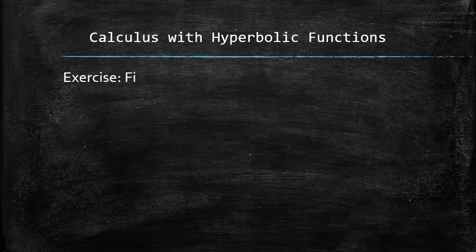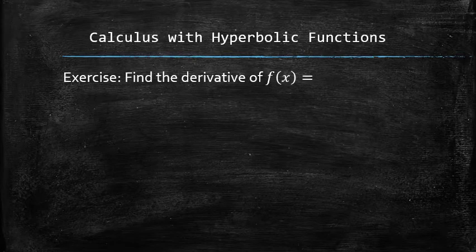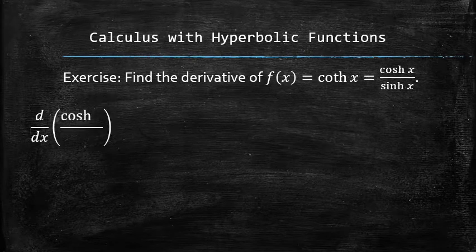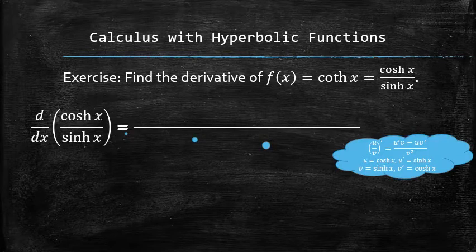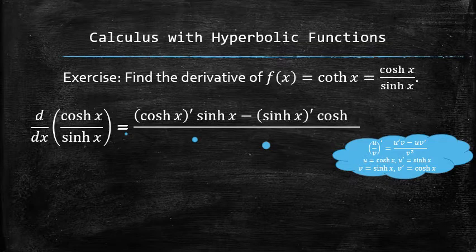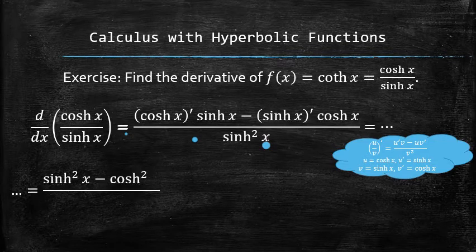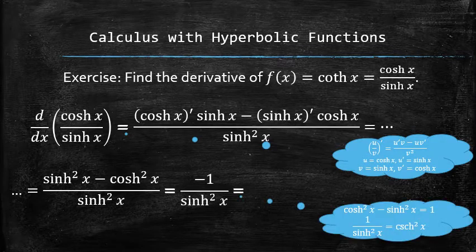We similarly can find the derivative of the hyperbolic cotangent function by first applying the quotient rule and then recognizing the identities. The derivative of the hyperbolic cotangent function is negative hyperbolic cosecant squared.